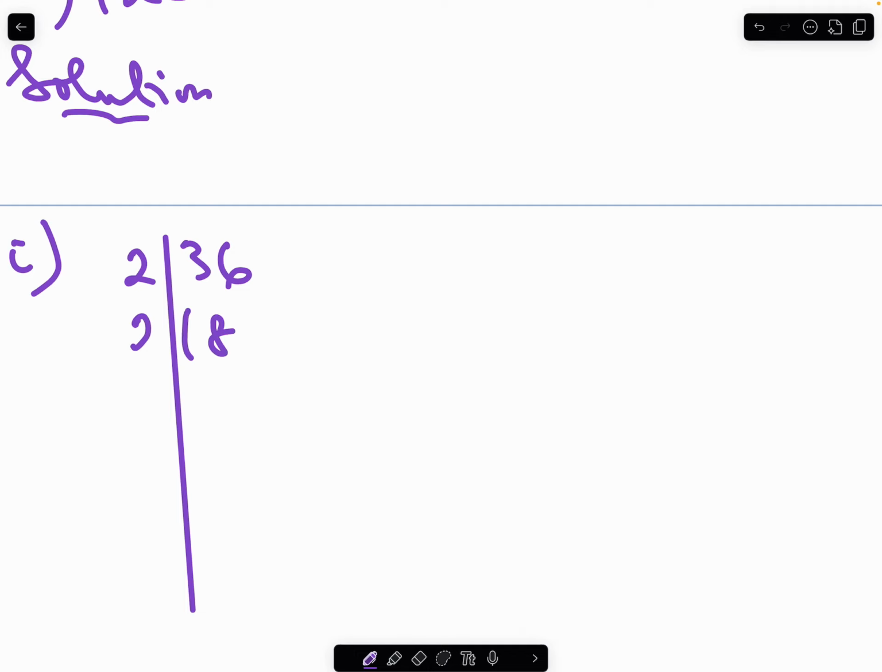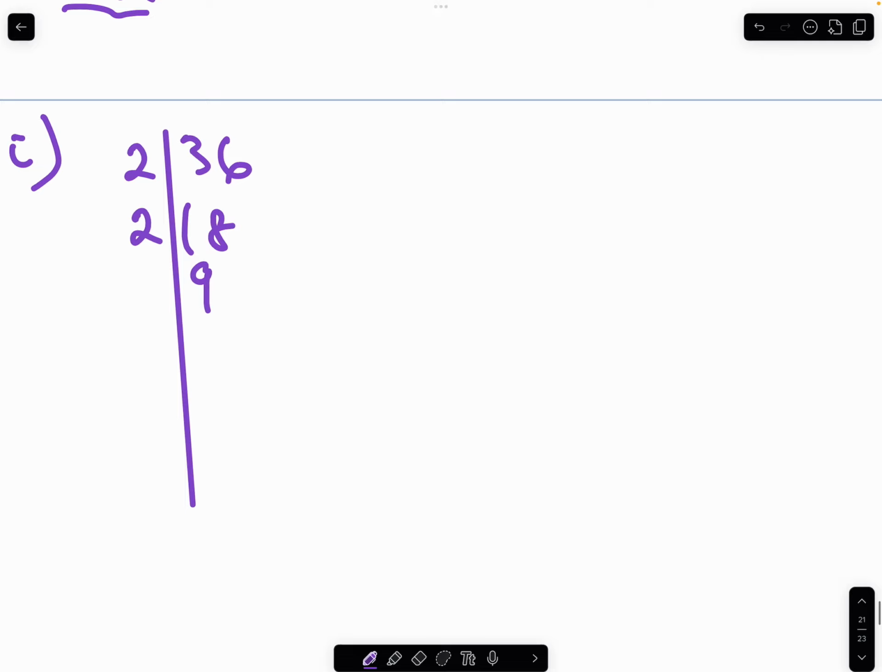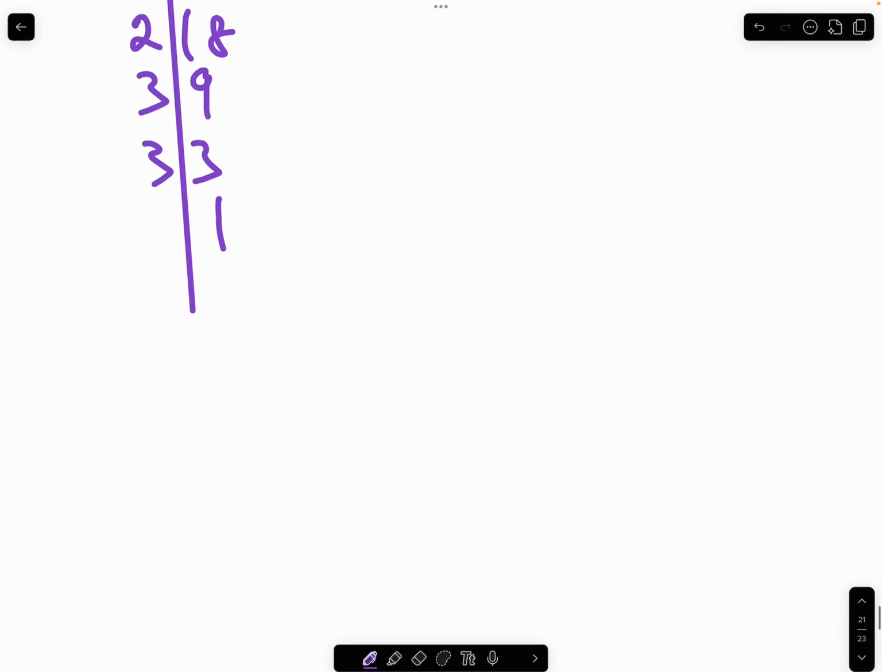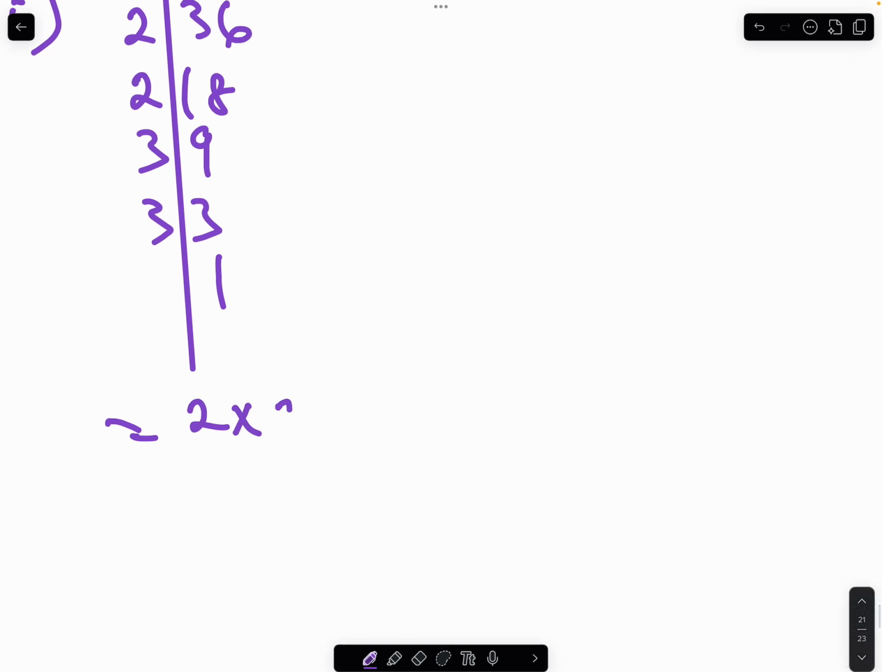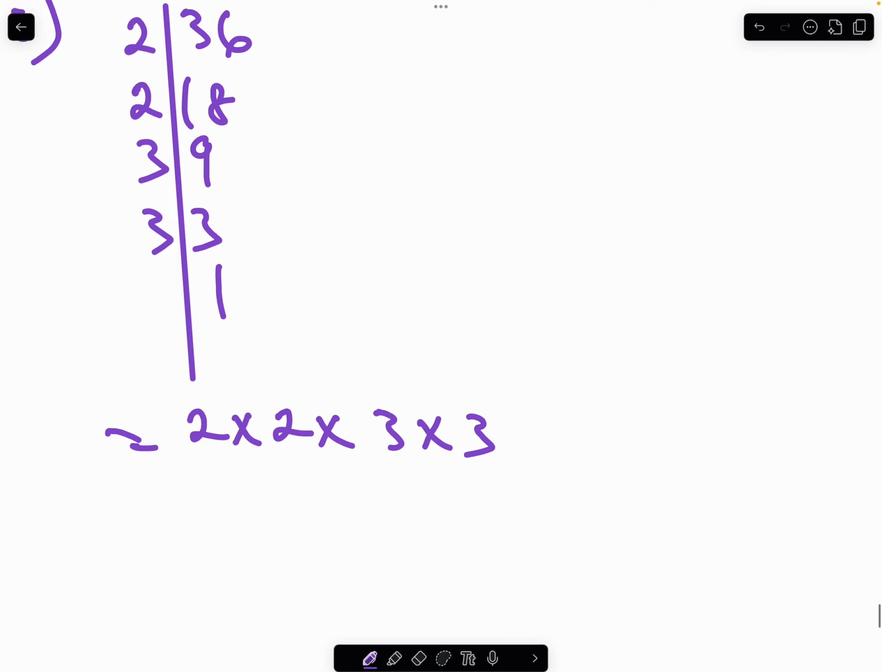2 in 36 is 18. 2 in 18 is 9. It's 3 that will go now. 3 in 9 is 3. 3 in 3 is 1. And 36 as a product of its prime factors will be 2 times 2 times 3 times 3.